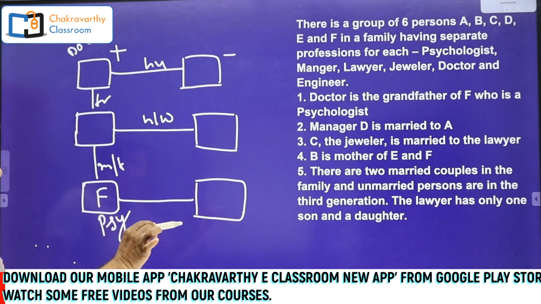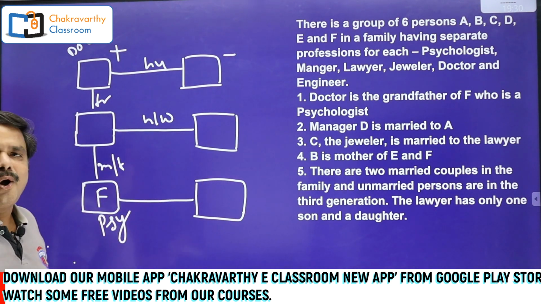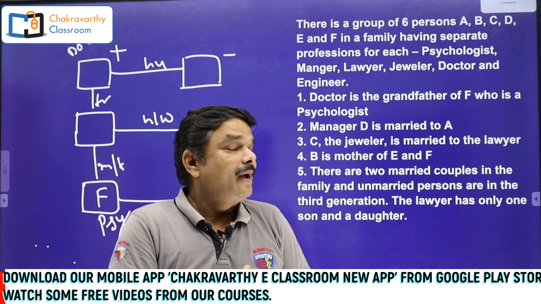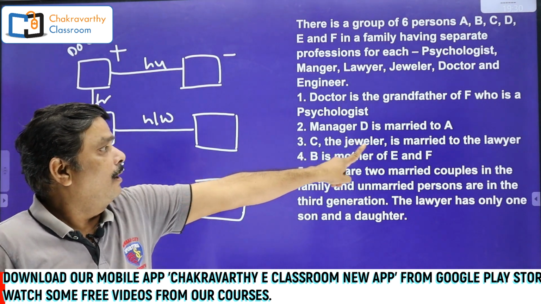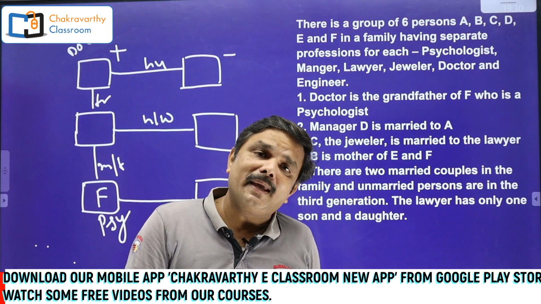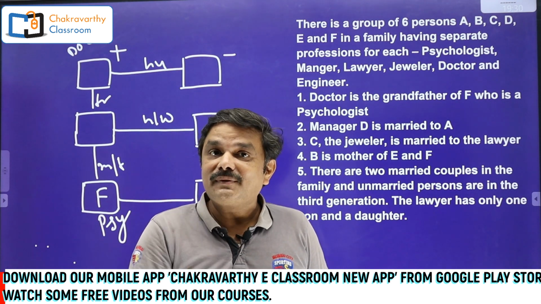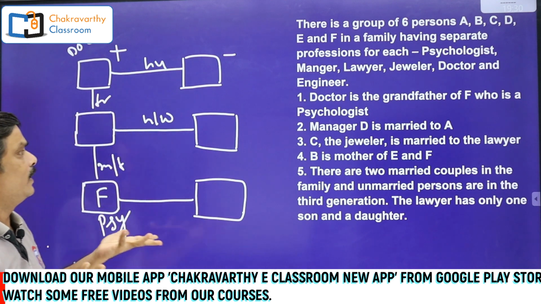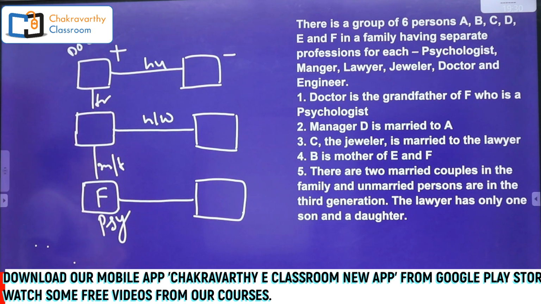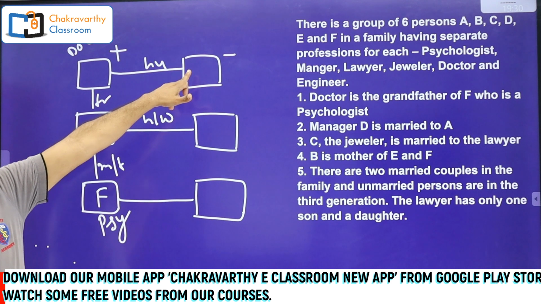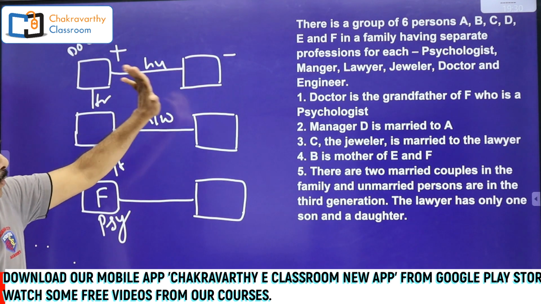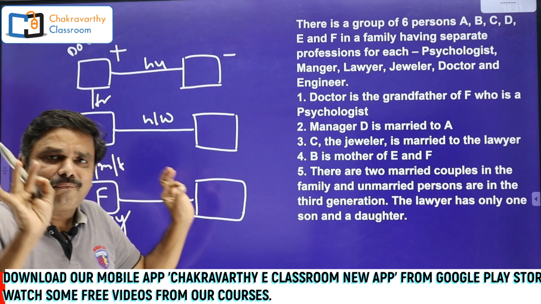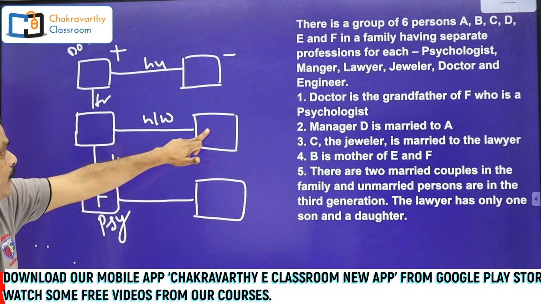C, the jeweler, is married to the lawyer. How fantastic information is this one. C is jeweler by profession, and C is married to the lawyer. I don't know the gender of C, maybe male or female, but profession of C is jeweler, and C must be married to lawyer. So very clearly, students, you can say this is already doctor. So I cannot keep jeweler here because jeweler should be married to lawyer. Moreover, these two are unmarried persons. For that reason, definitely C should be one between these two.